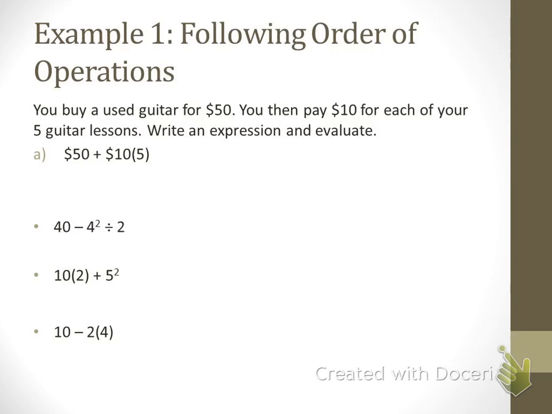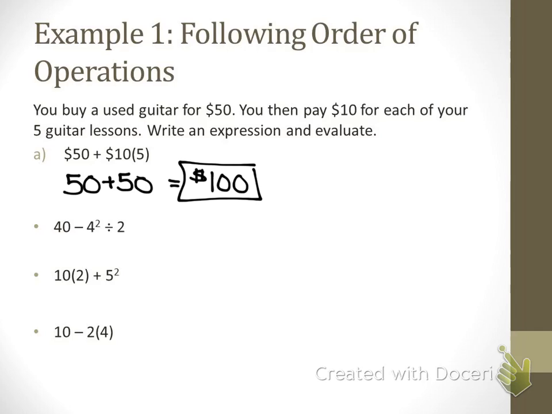Okay, so in example 1, I'm following the order of operations. In the word problem, it says you buy a used guitar for $50. You then pay $10 for each of your 5 guitar lessons. Well, how can we write an expression and then solve? The first thing we need to figure out is, okay, I paid $10 for each of 5 lessons. Well, how much money is that? So I multiply that first. Then I can add them together. Order of operations. Multiply before I add. Multiply first.